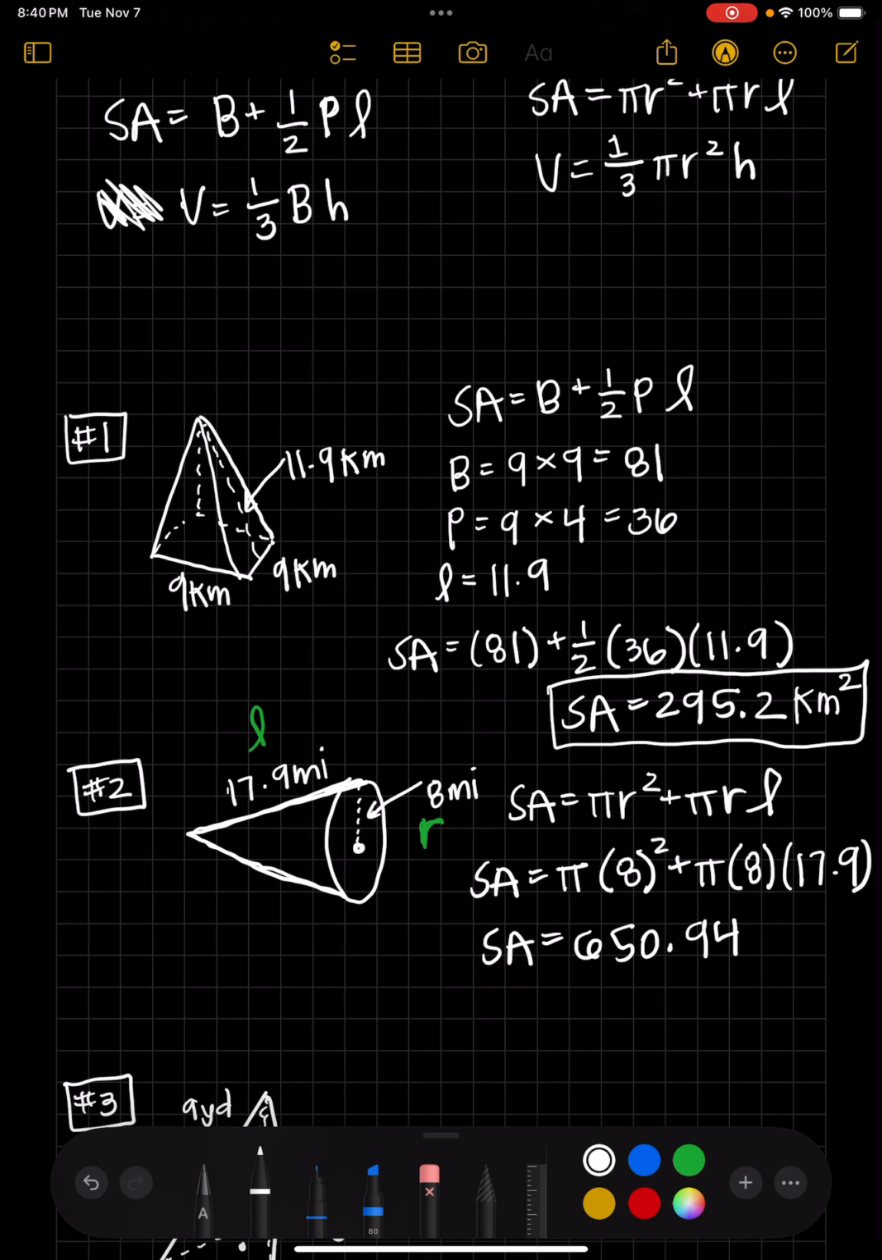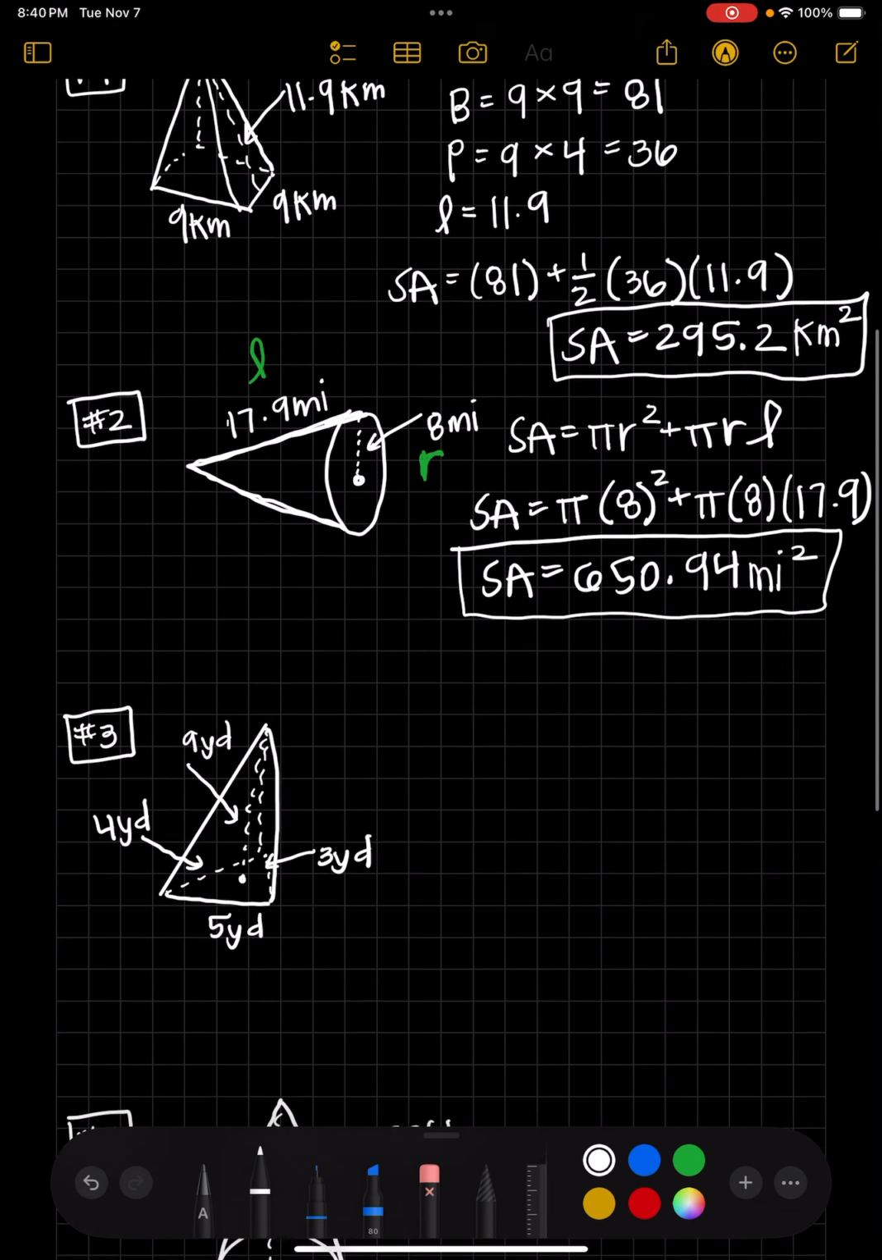650.94, and that's rounded. Anytime you use pi, it'll be a weird never-ending decimal, so we just round to the nearest hundredth. Because it's a surface area, we put units on it. The units we're using are miles, but because it's an area, we square it, so it's in square miles, or miles squared.